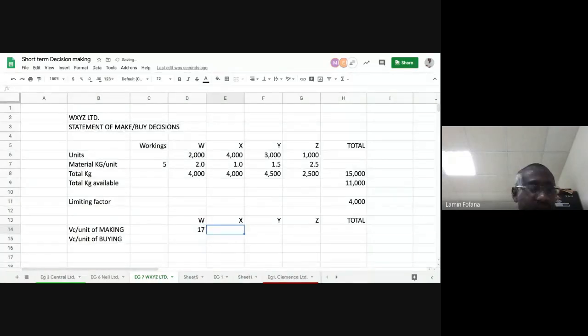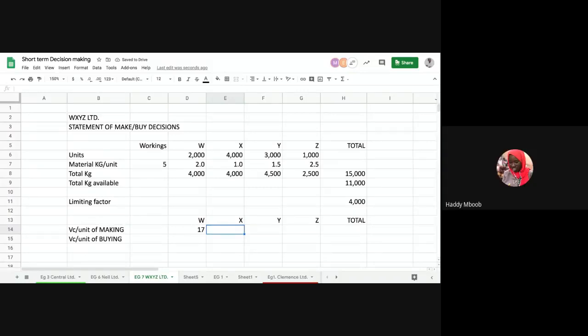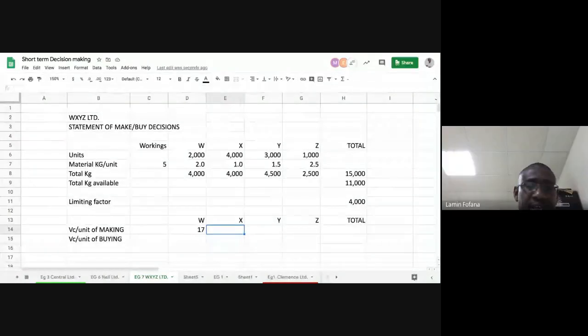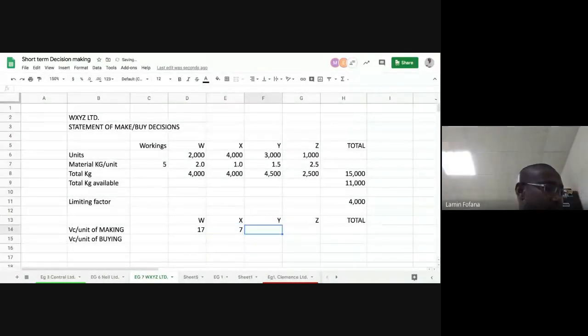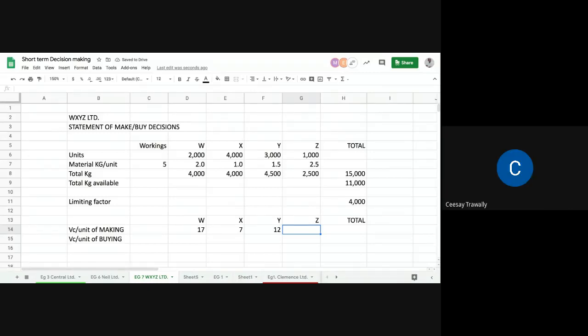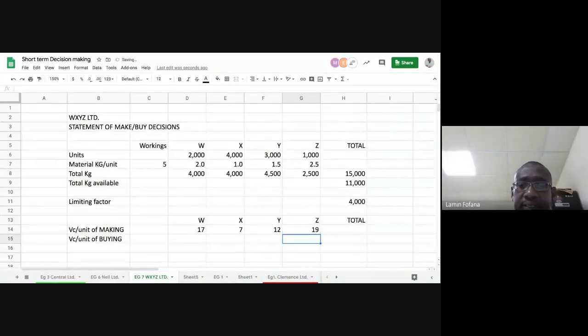Okay. For X? 7. For Y? 12. And for Z? 19. Excellent. What about the variable cost of buying?